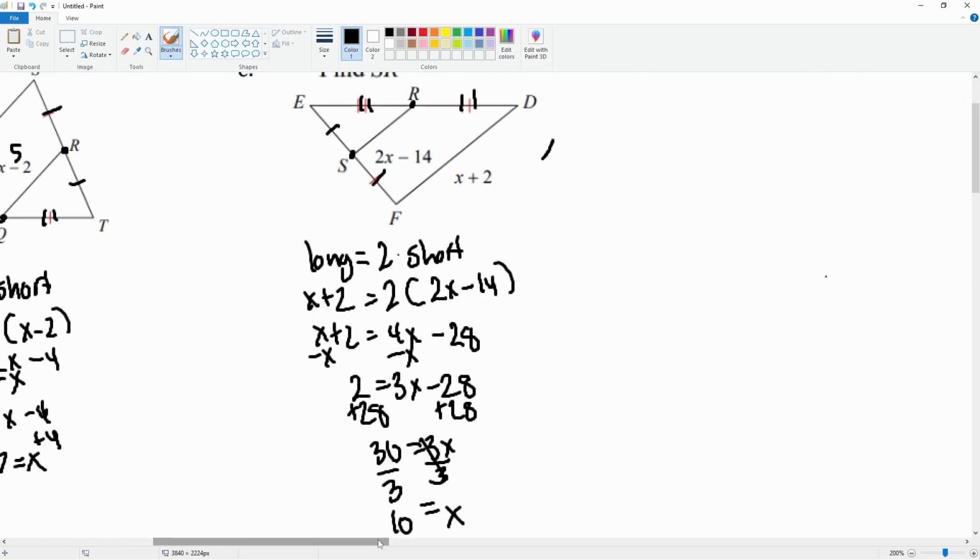They want us to find. So we put a 10 back here. 10 plus 2, it is 12. 10 times 2 is 20 minus 14, it is 6. All right, there you go. Those were the missing links. All right.